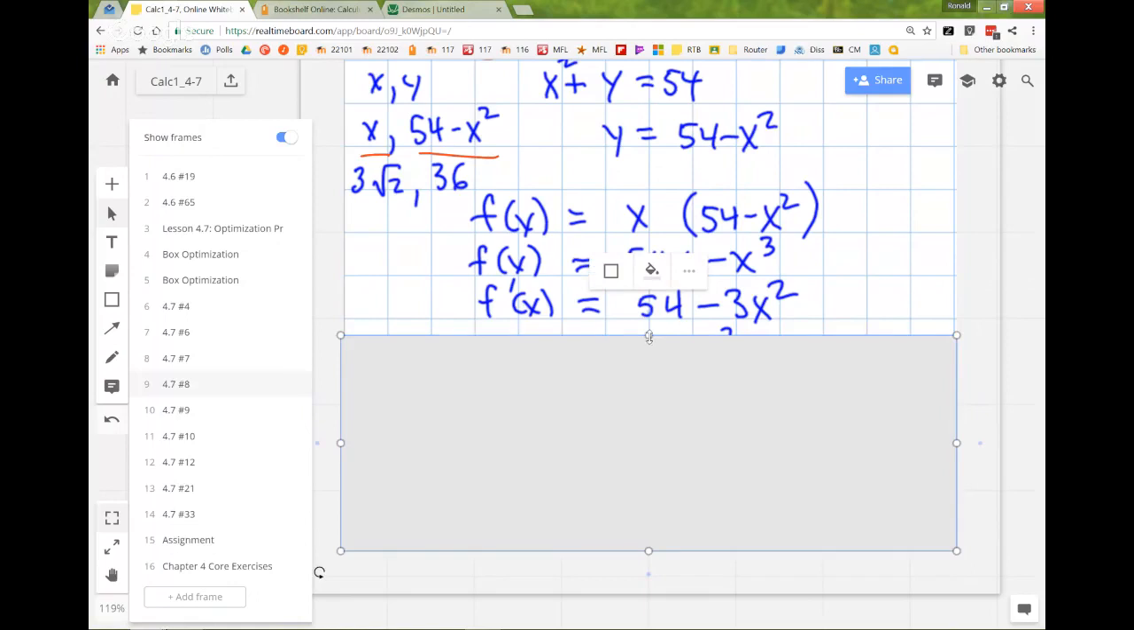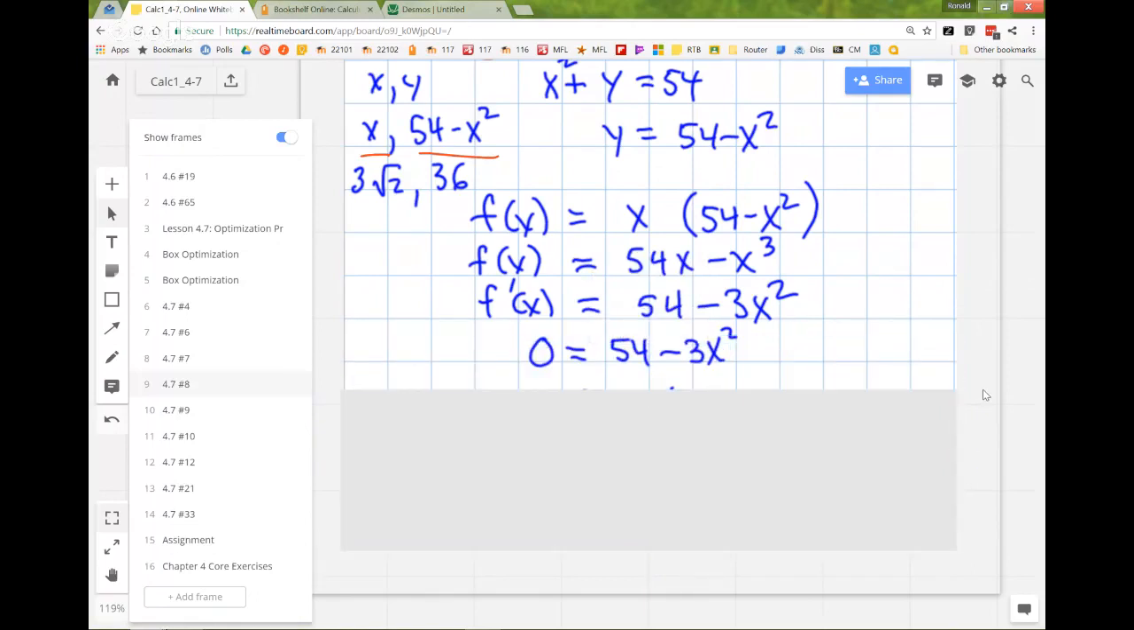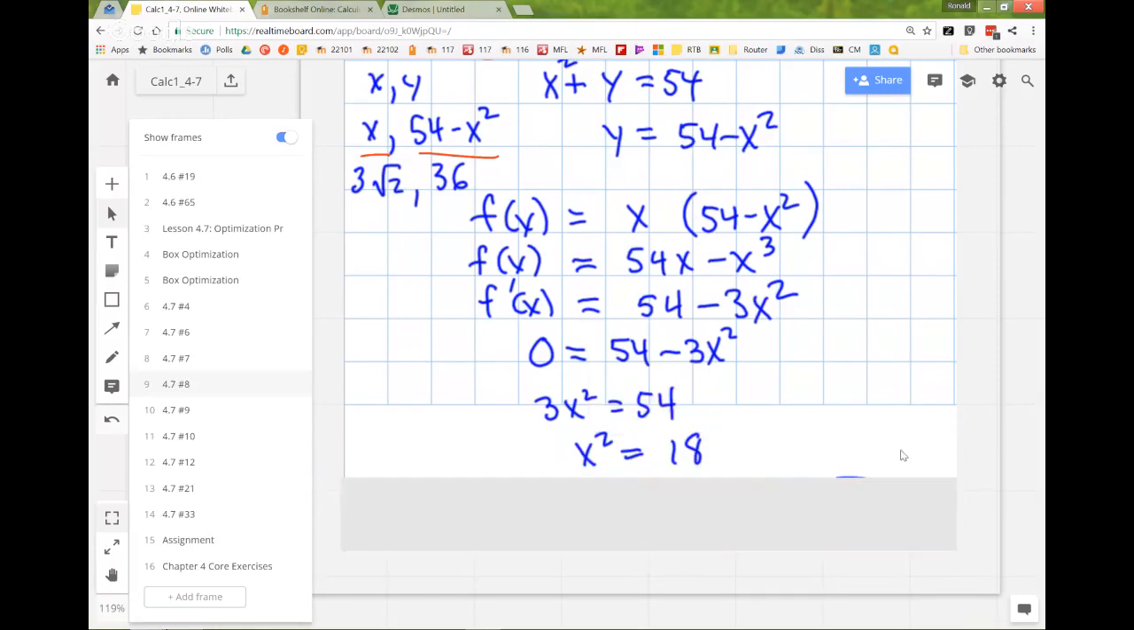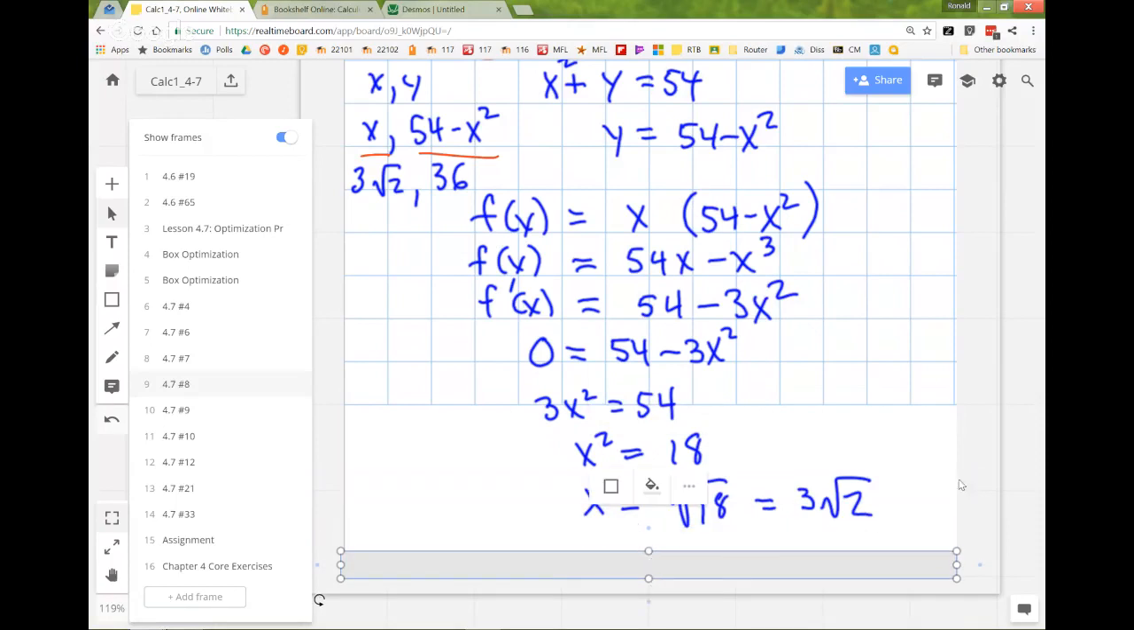Set derivative equal to 0. Solve for x. So let's subtract 54 from both sides. No, let's add 3x squared to both sides. You could have done it the other way too. Divide both sides by 3. And take square roots. Actually, I'm ignoring the negative square root because of the positive number requirement. So the square root of 18, which is what? 9 times 2, and the square root of 9 is 3. So 3 times the square root of 2.